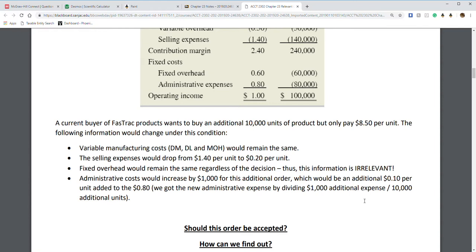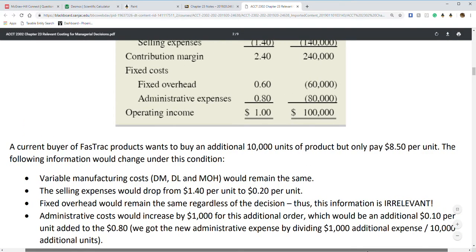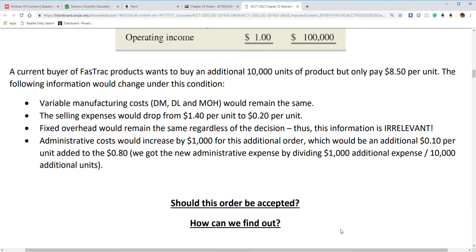So the question management will have with this, let me again zoom in, is should we accept this order or reject it? Right now, if we just eyeball it, most people just hone in on the sale, which is $8.50 for 10,000 units, which is less than the $10 that we're selling.